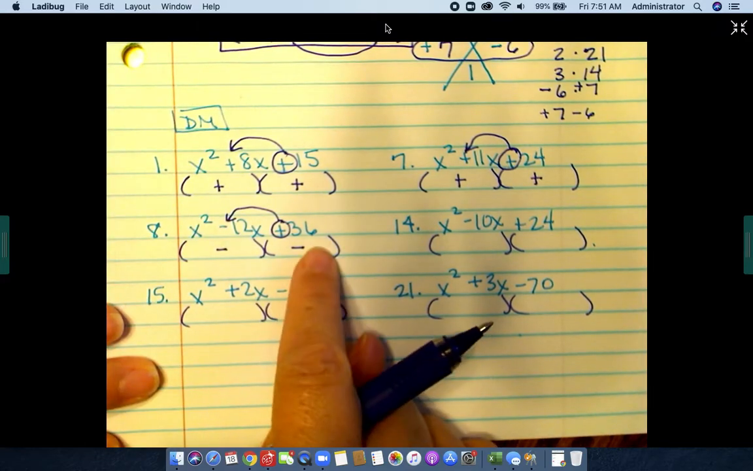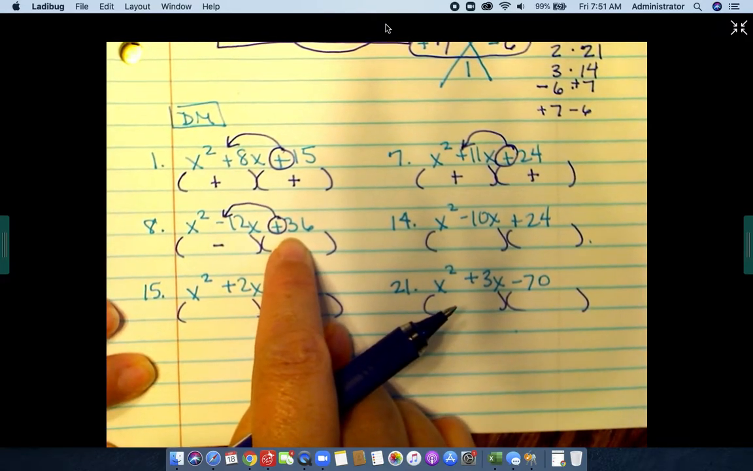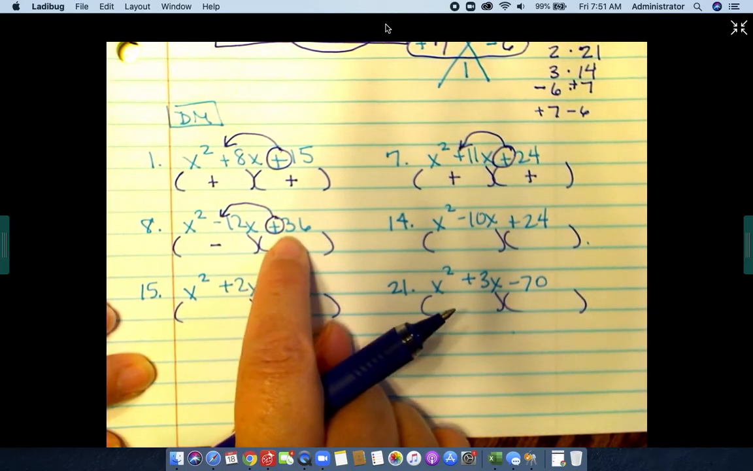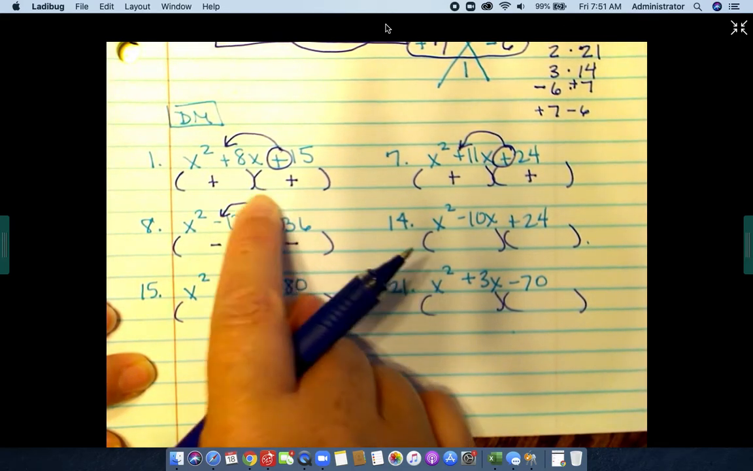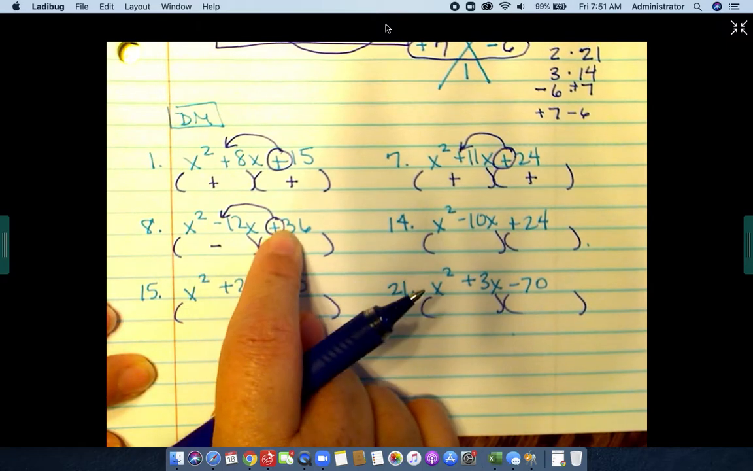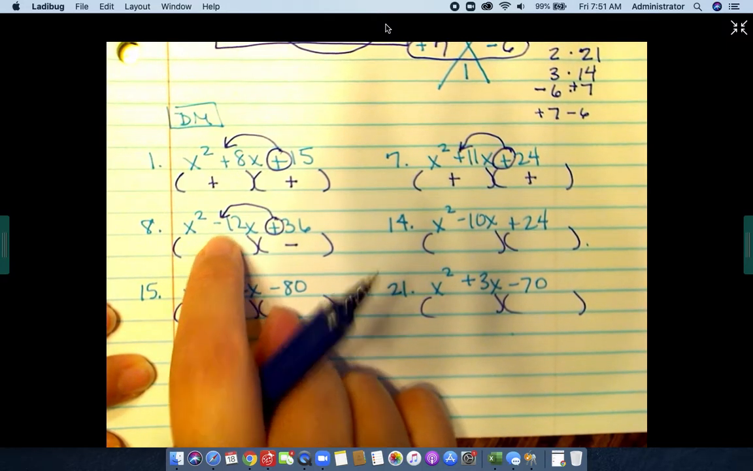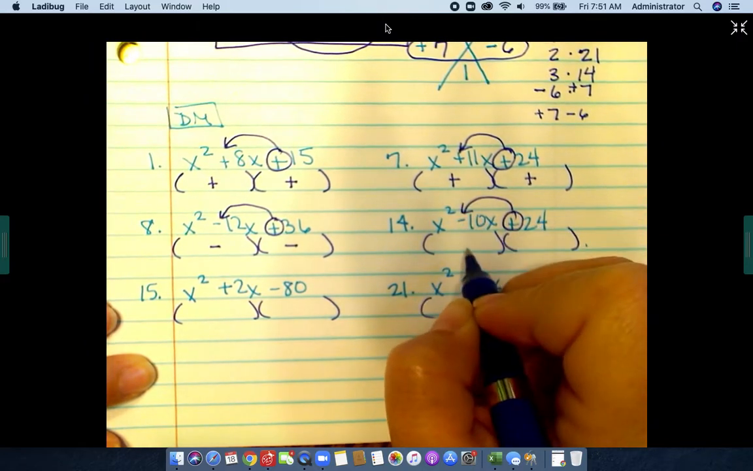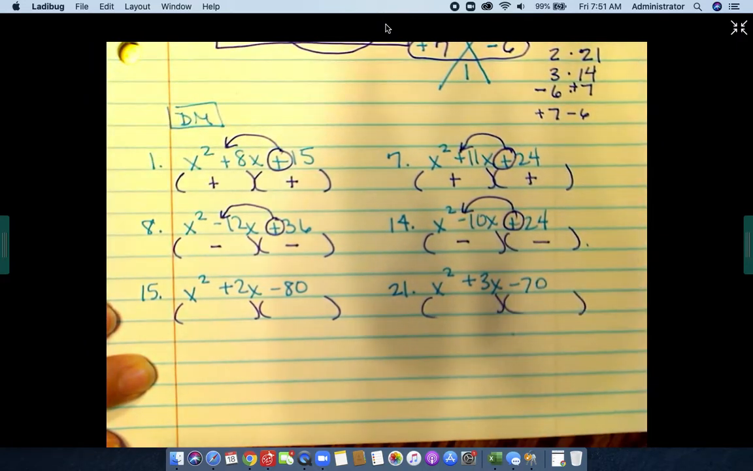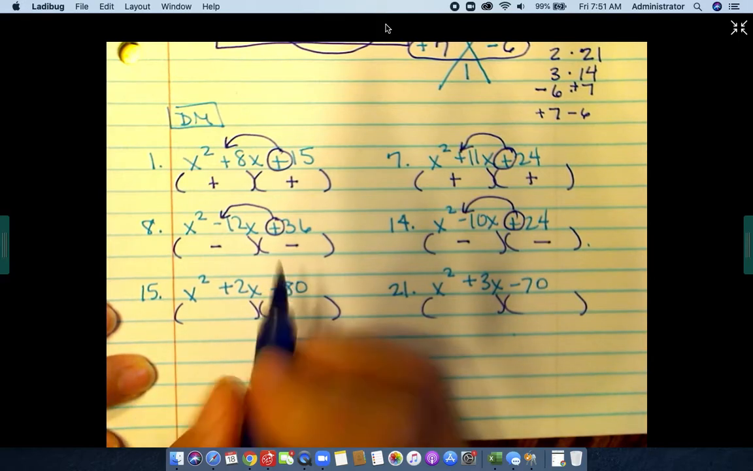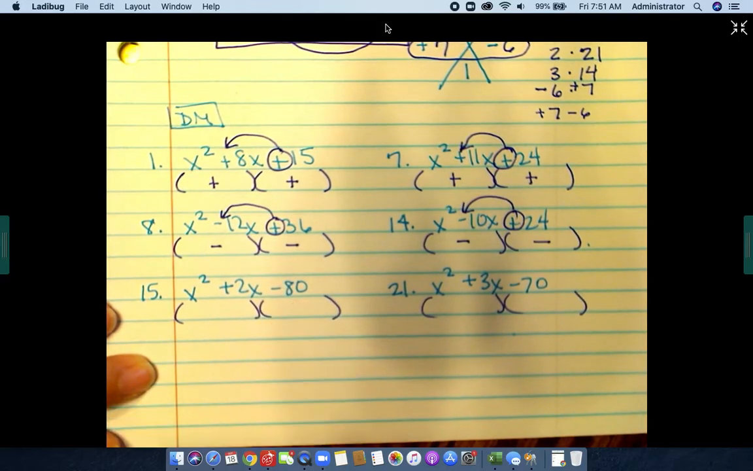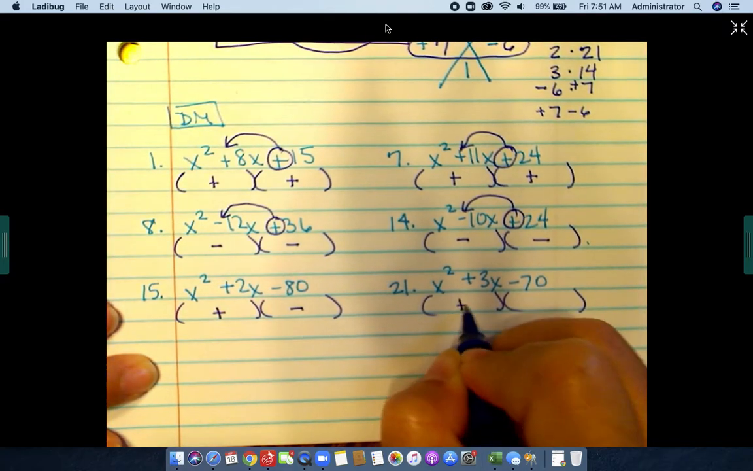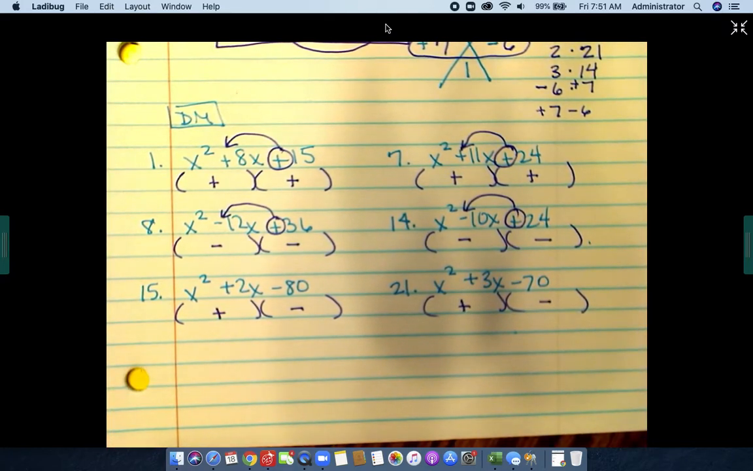So notice, this is where my eyes draw my attention every single time. Immediately, the first thing I do after writing my parentheses is look at the sign of this number, and if it's positive, I copy the linear sign twice. That's it. And then for 15 and 21, I have to multiply positive times a negative to get a negative 80. So I'm going to put positive negatives. Or you can do minus, plus, either way.